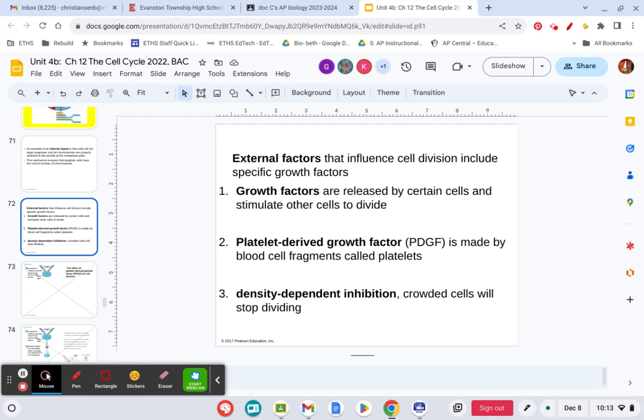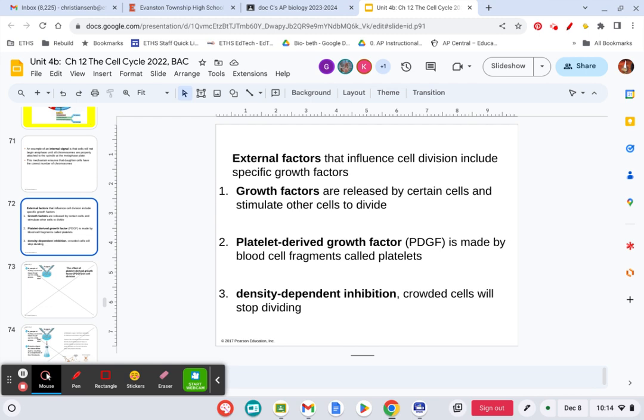If there is some type of tissue damage, platelet-derived growth factor is often produced to tell the cell, hey, we need to produce more of you. Can you grow and split and divide over and over again, so that we can get rid of this jagged hole that we have.